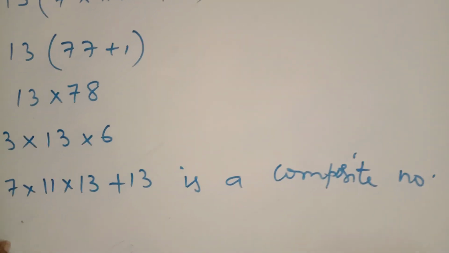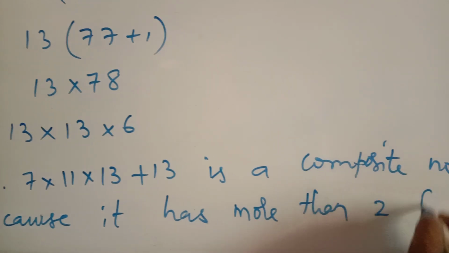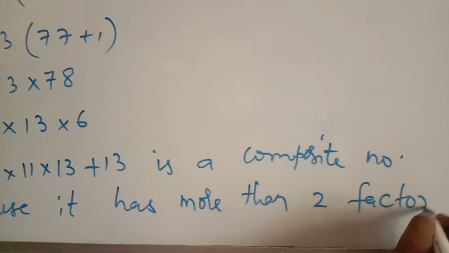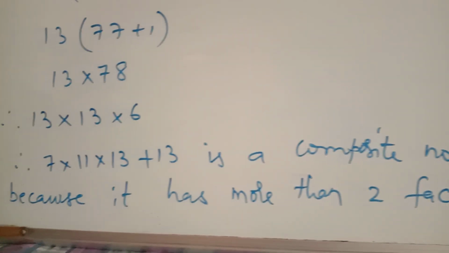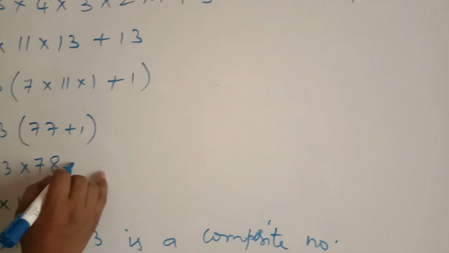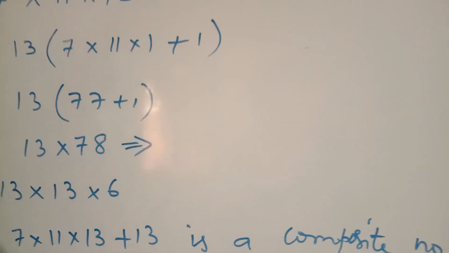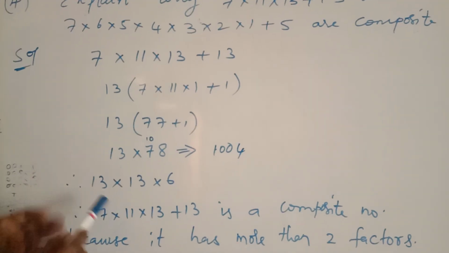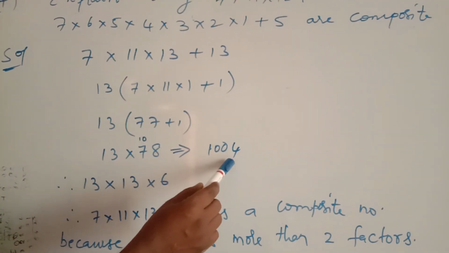because it has more than two factors. If you want to multiply this, 13 into 13 into 6, you are getting 1014.